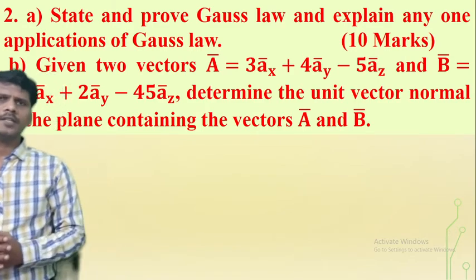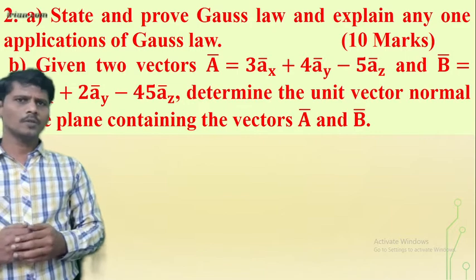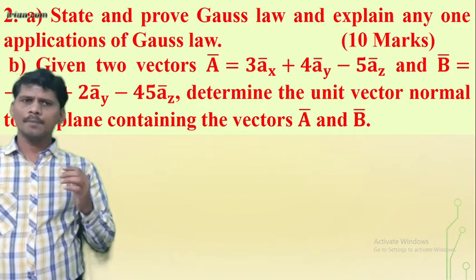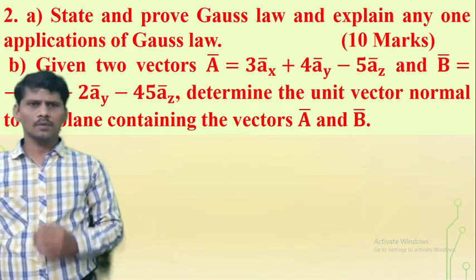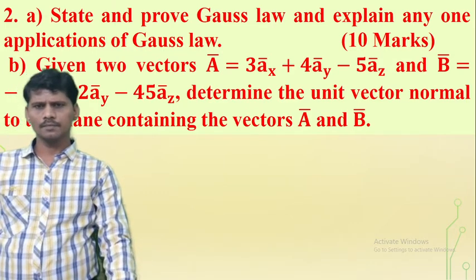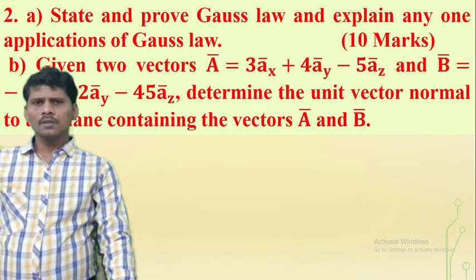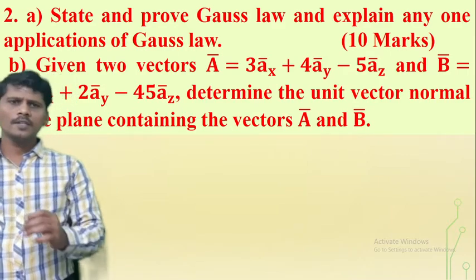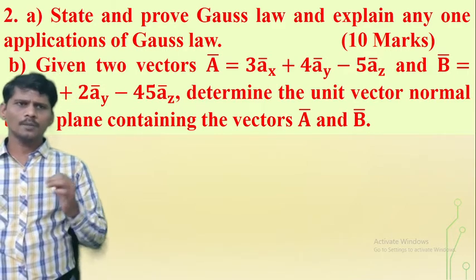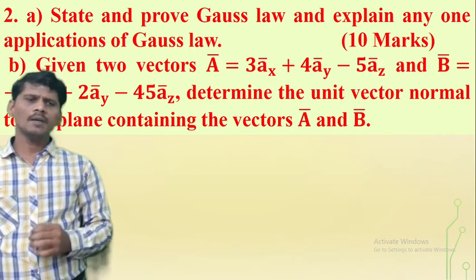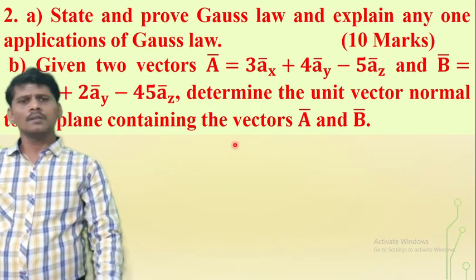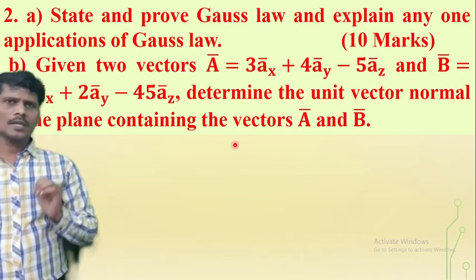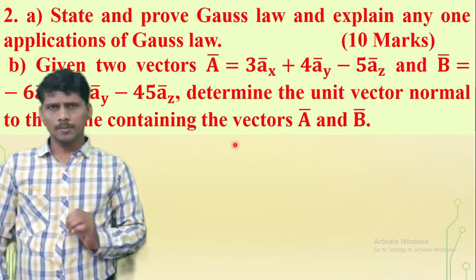Next, coming to the essay type questions. Question number 2A is: state and prove Gauss law and explain any one application of Gauss law. And question number 2B is: given two vectors capital A bar and capital B bar, determine the unit vector normal to the plane containing the vectors capital A bar and capital B bar.